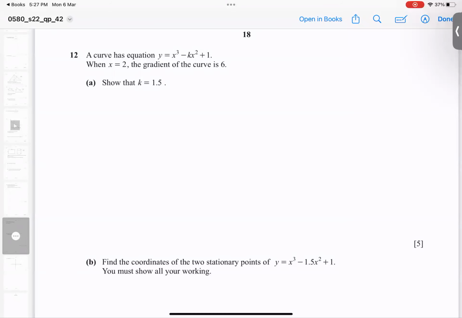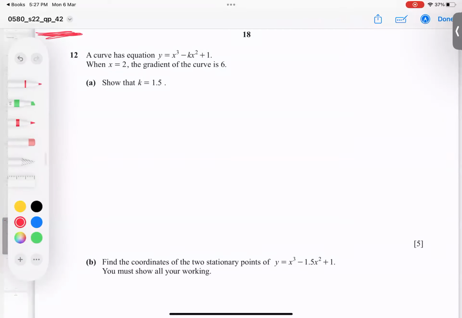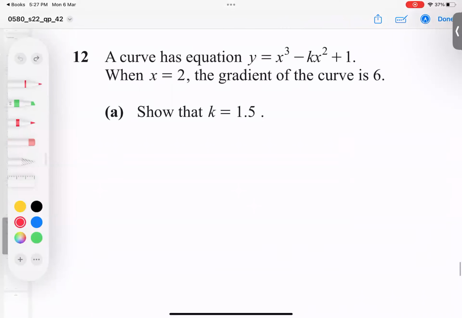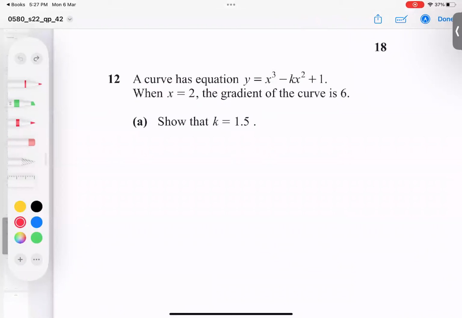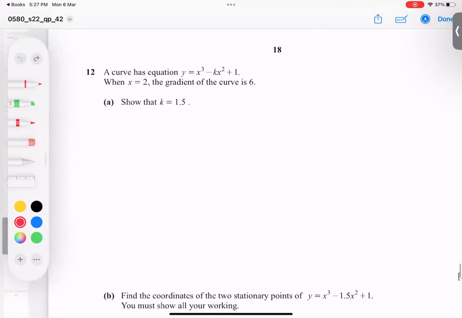This question, you can see at the top, is June 2022, variant 42, question number 12. What is he asking here? The curve equation is given in terms of k. Then he says find, if the x value is 2 and the gradient value is 6, show that the k value is this much. So a really easy job, a piece of cake for you.